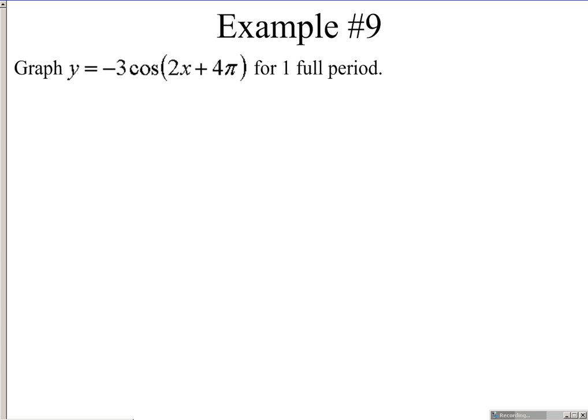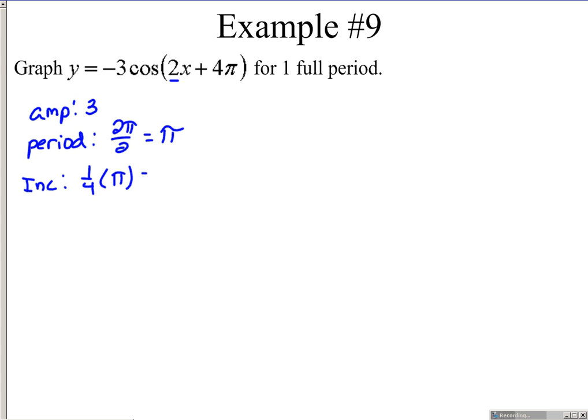Graph y equals -3 cosine of 2x plus 4 pi for 1 full period. So we have a lot of things going on here in this graph. Amplitude, lead coefficient on the function, take the absolute value. That's 3. Period, 2 pi over the lead coefficient on x. Period is pi. Increment, 1/4 of the period. It's pi over 4.